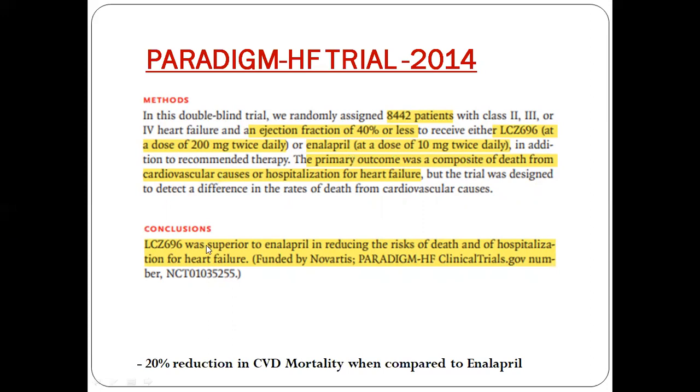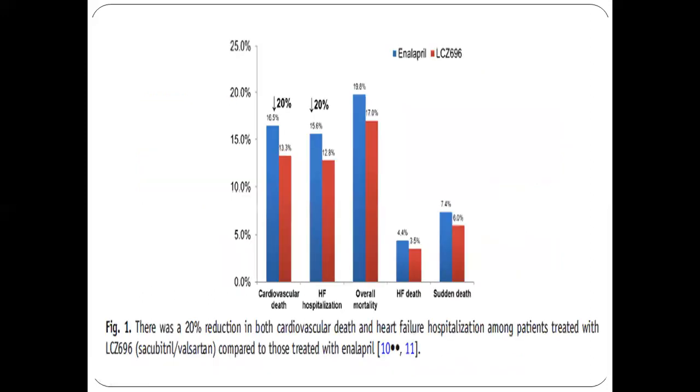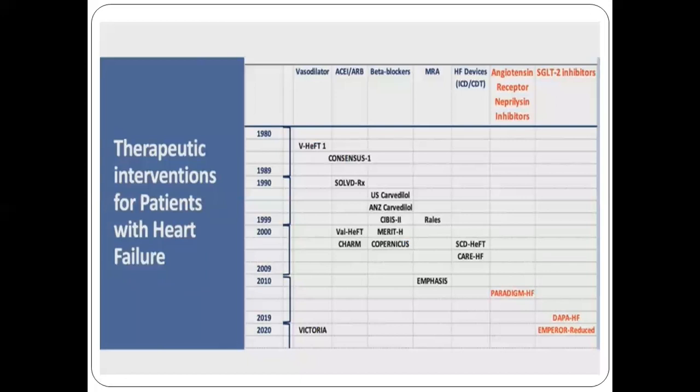The conclusion was that sacubitril valsartan was superior to enalapril in reducing the risk of death and of hospitalization for heart failure. So this study was a landmark study for ARNIs, and it also showed a 20% reduction in cardiovascular death mortality when compared to enalapril. And thus ARNIs were brought into the guidelines around 2014-15. We have already shown up to here that heart failure management has included ARNIs around this time. And now even SGLT2 inhibitors have been included as a part of heart failure management in 2019 and 2020.